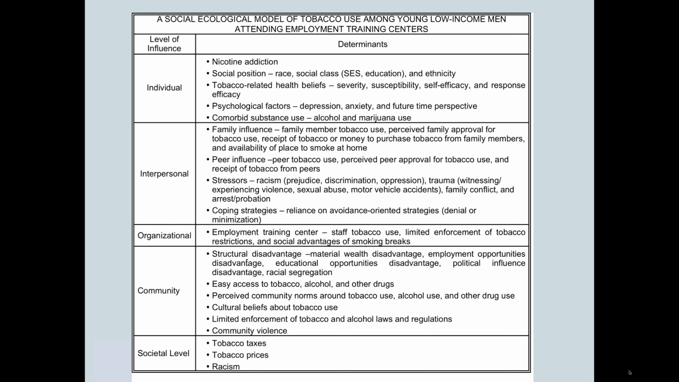So this model, using the social ecological model, gives us additional factors to consider when we're designing tobacco prevention and control strategies that may help us prevent the health disparities and health inequities in tobacco use that we're currently seeing.